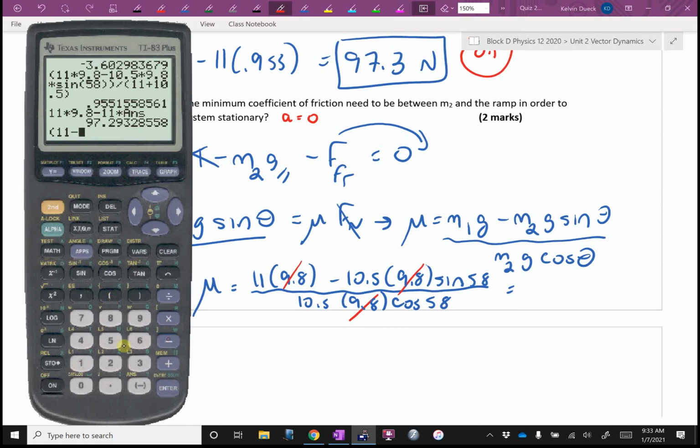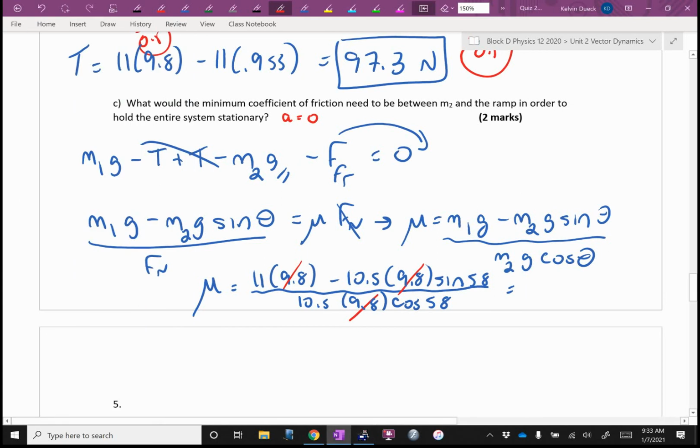11 minus 10.5 sine 58 divided by bracket 10.5 cos 58. I think that's right. You get 0.377? People nodding? What are the units for mu, the coefficient of friction? Oh, nothing. There you go.